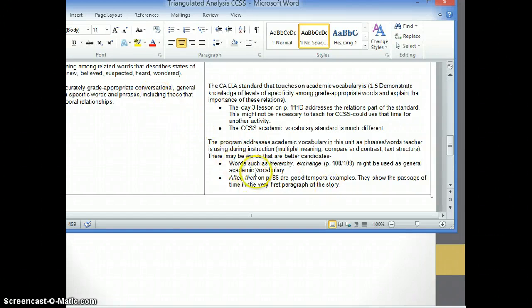And then I noticed that since I probably didn't have to do this day 3 lesson, what I could do as an alternative, on page 86, there were really good examples for teaching temporal relationships. The very first page of the story talked about the passage of time, and they used words like after and then.